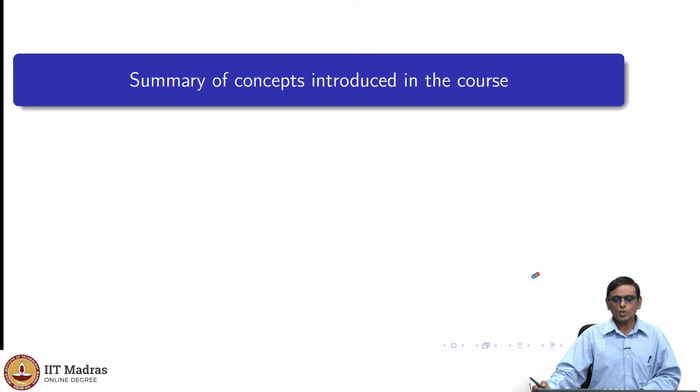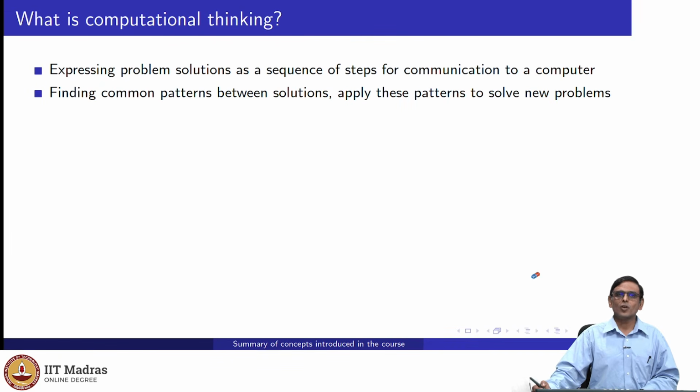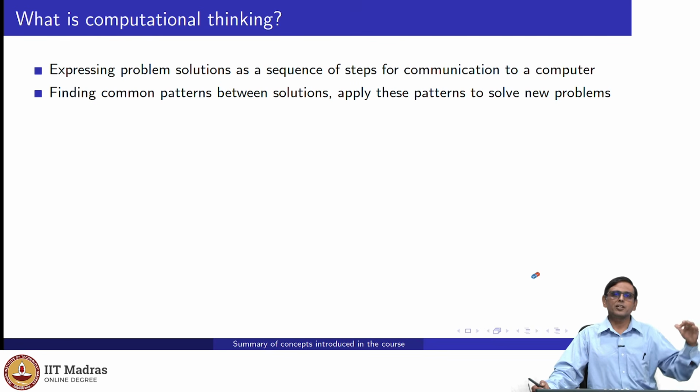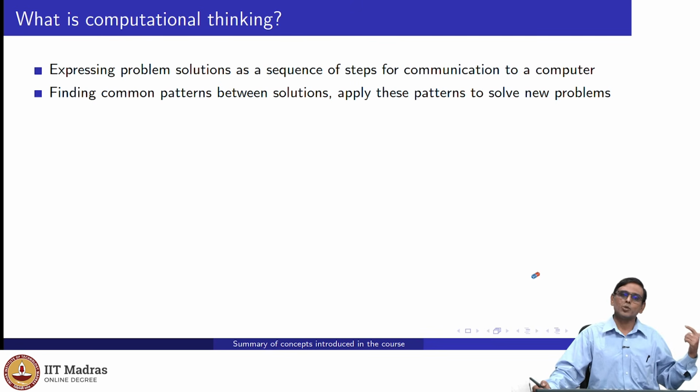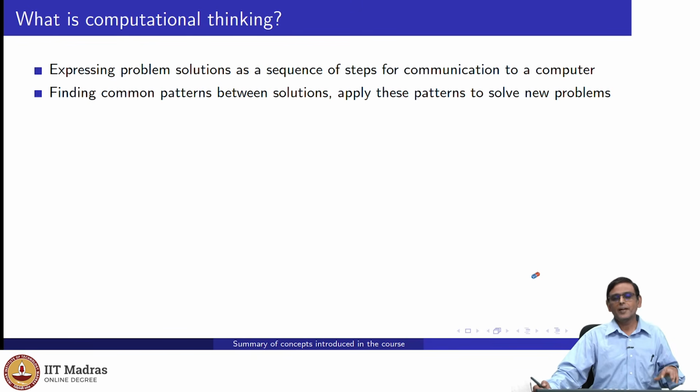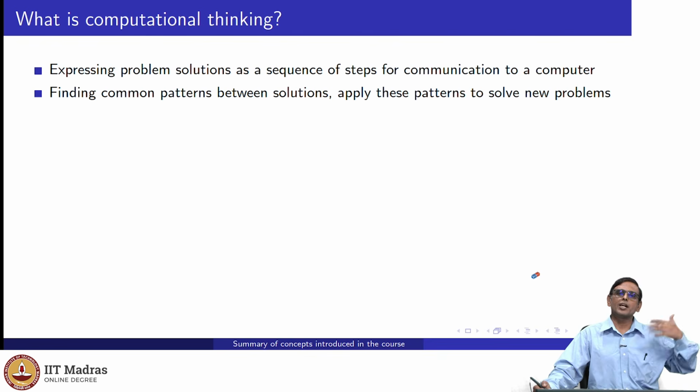Okay. So we started this course by asking what is computational thinking. So we said computational thinking basically is trying to express a solution to a problem as a sequence of steps so that we can communicate these steps to a computer. That's basically the objective, right? And then we said, let's see whether we can write these steps in a way that allows us to identify patterns between different solutions. And then looking at these patterns, you can create code which can then be reused across multiple applications.